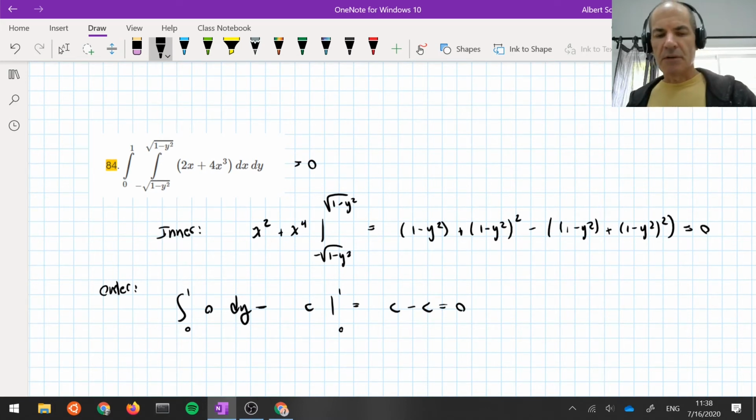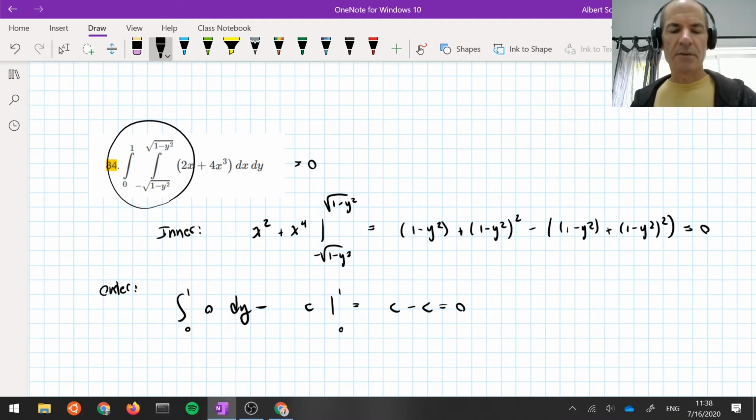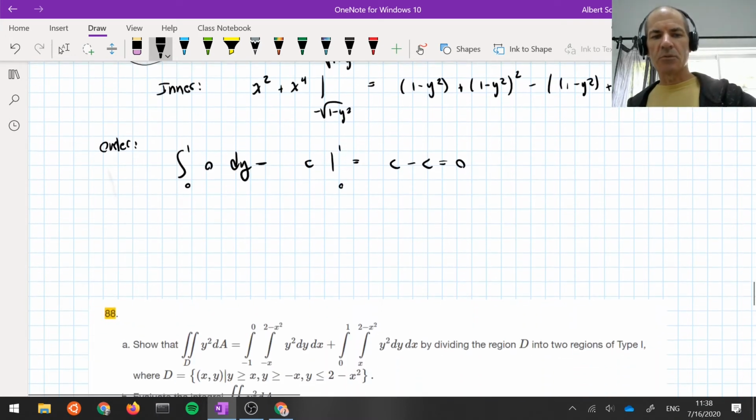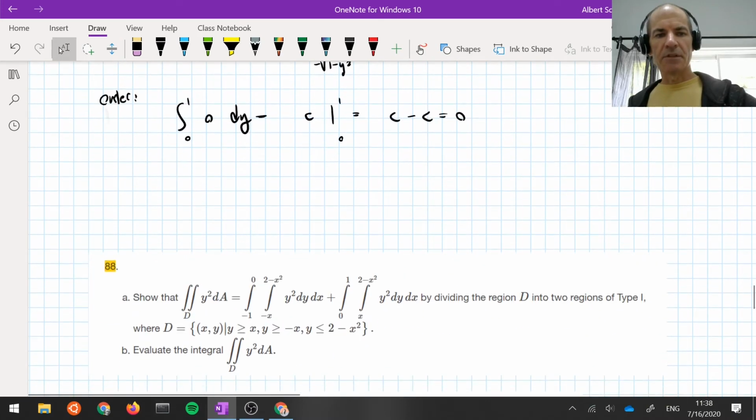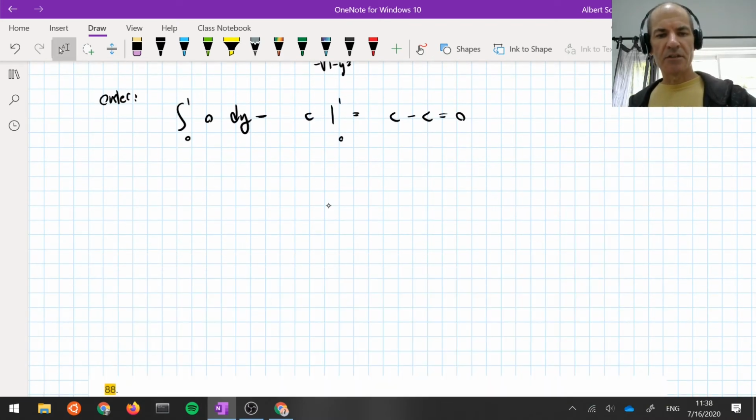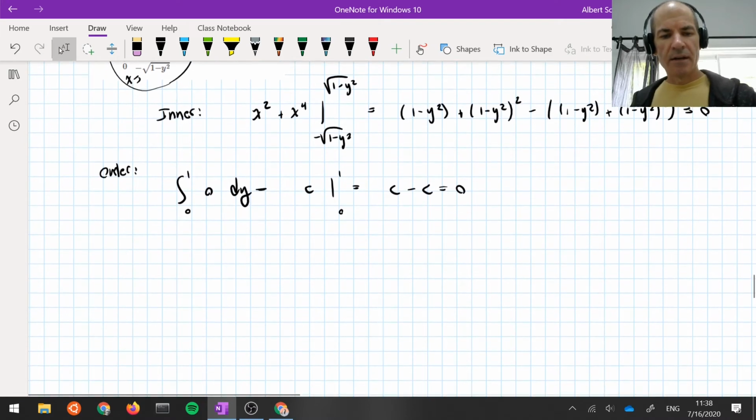Something that's useful, it's not required here, but can you look at these limits of integration and sketch the region of integration? The answer is yes, and it's something that you should become skilled at. Here we have x equal to the square root of 1 minus y squared, and x equal to negative square root of 1 minus y squared. So let's look at those limits of integration and see if we can make a sketch. So again, not required here.